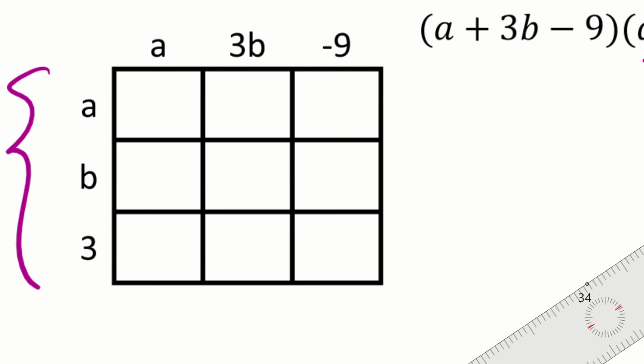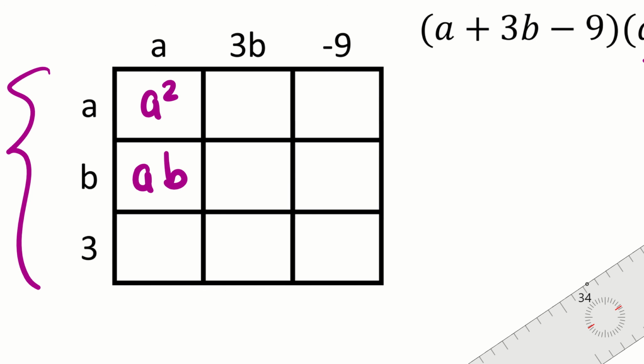So this square, I just look above and to the left. It's a times a, which is a squared. The next one down, I look above, it's an a. Below, it's a b, so this is an a times b. And below that, I've got 3 times a, so I'll write that as 3a. In the top middle, I've got an a times a 3b, so I'm going to write that as 3ab. I'm going alphabetical on the variables. Doesn't matter, you can write 3ba if you want, but alphabetical helps my organization.